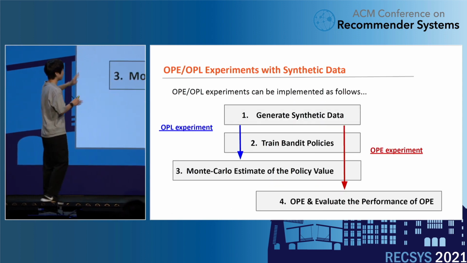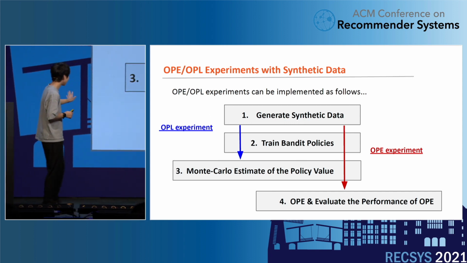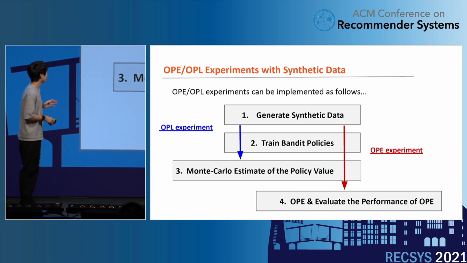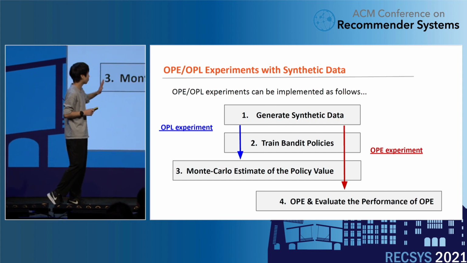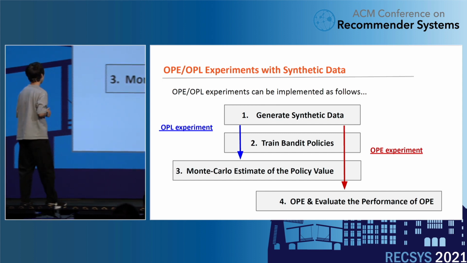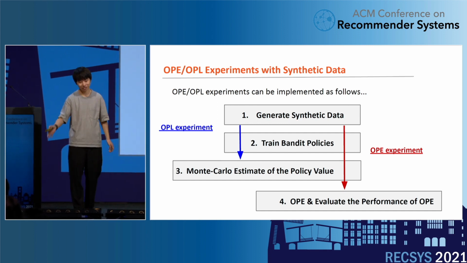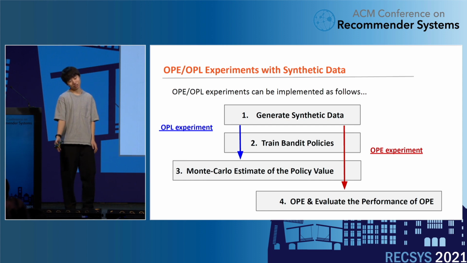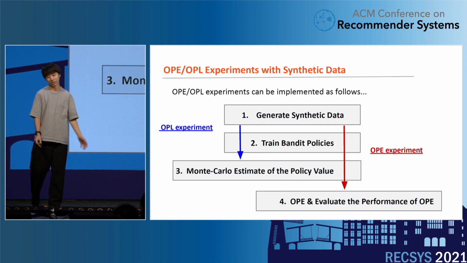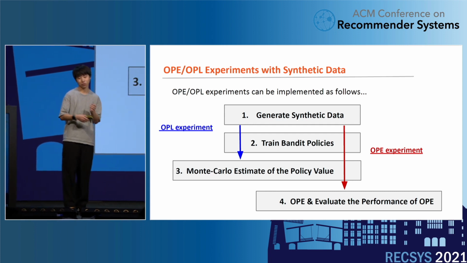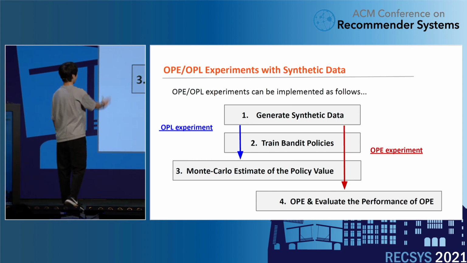And this is a very broad, rough possible experimental flow for a policy learning experiment or policy evaluation experiment. So of course we have to generate synthetic data first. And then we train some batch offline bandit policies in the second step. This is going to be your proposed method when you do a policy learning experiment. If you do a policy evaluation experiment, the second step is going to be arbitrary policies depending on the purpose of your experiment, right? And the third step is going to be the estimate of the policy value.